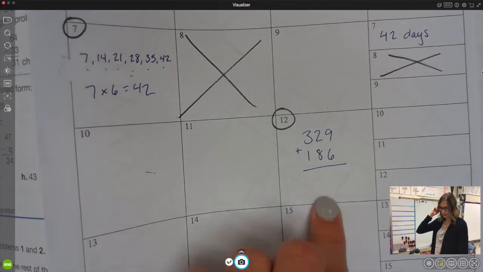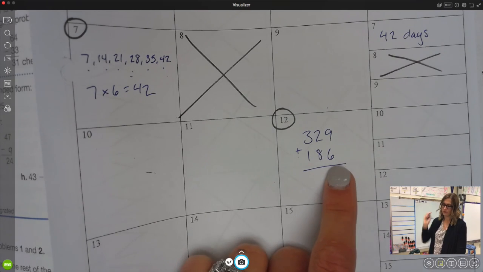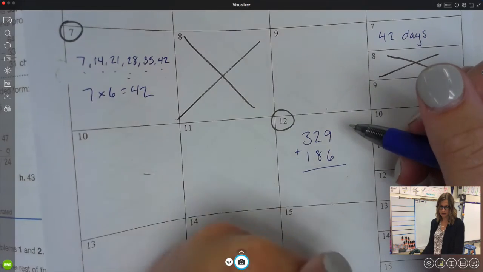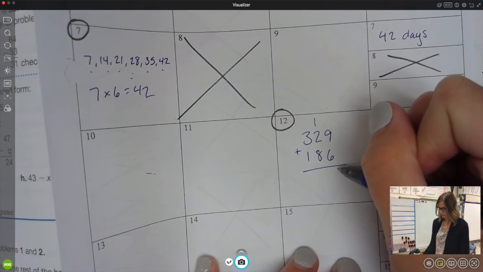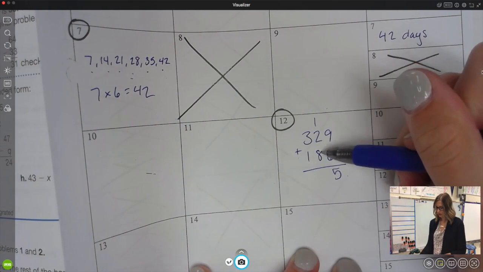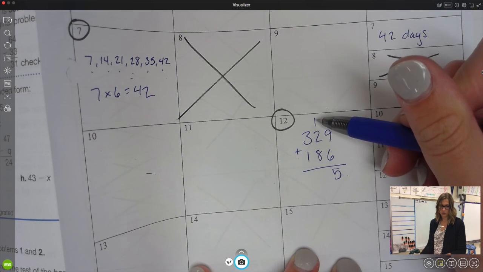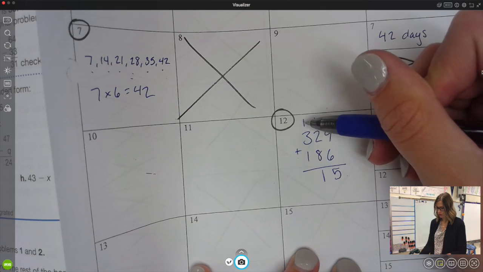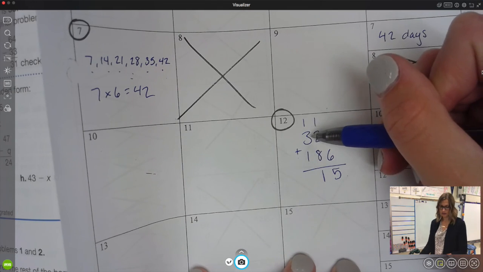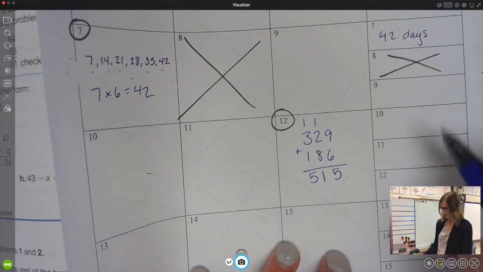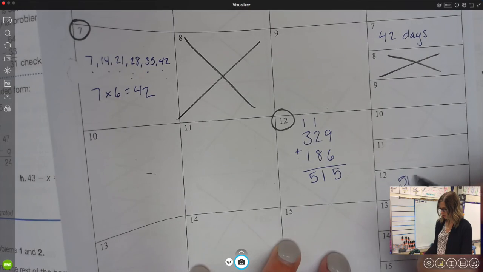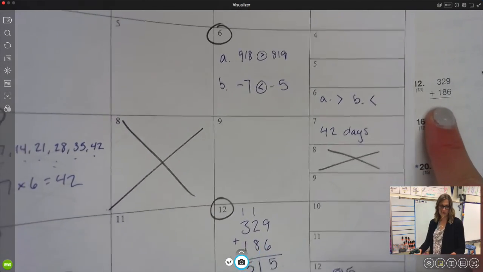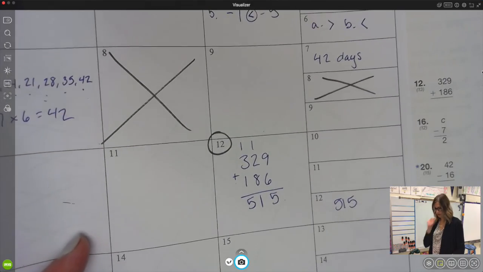All right, let's start with our ones column. Let's say it together. 9 plus 6 is 15. 1 goes up, 5 goes down. 8 plus 2 is 10, plus 1 more is 11. 1 goes up, 1 comes down. 1 plus 1 is 2, plus 3 is 5. So we get 515. Double check we didn't have any dollar signs in our problem. Nope, we're good, so we just write 515.